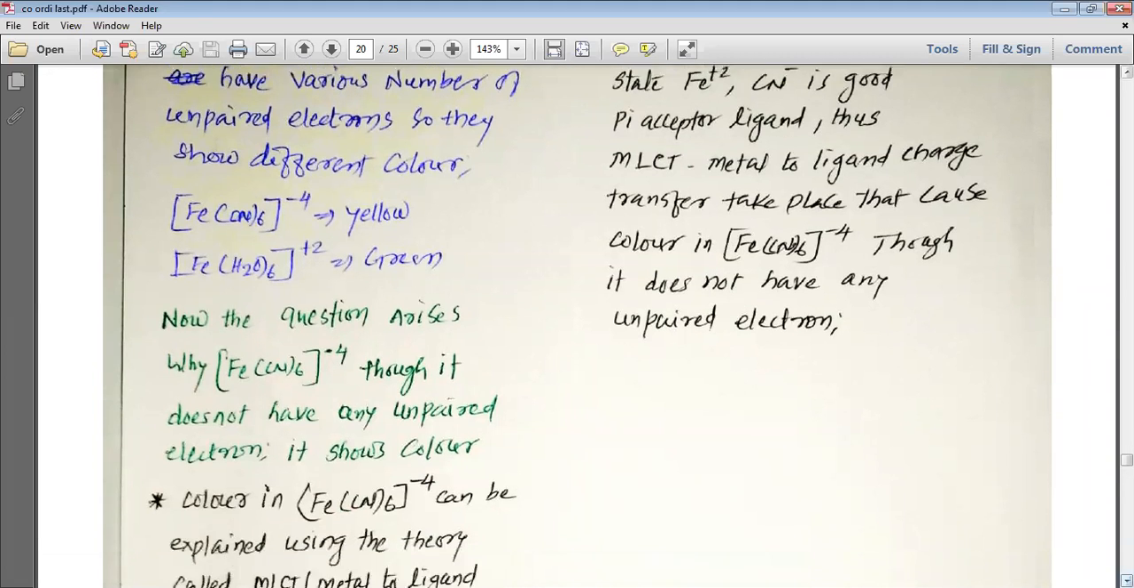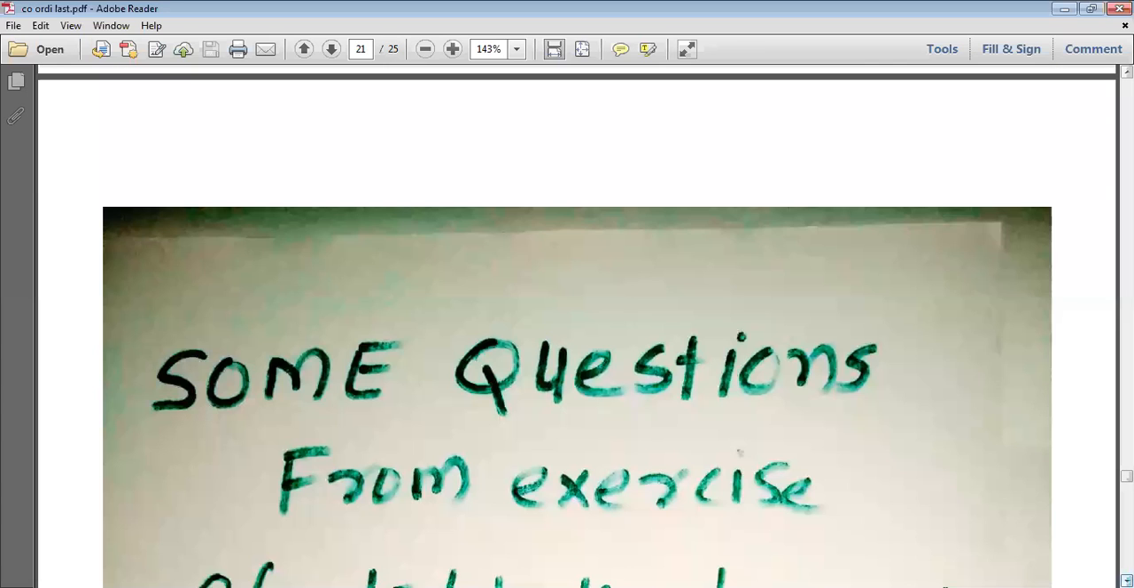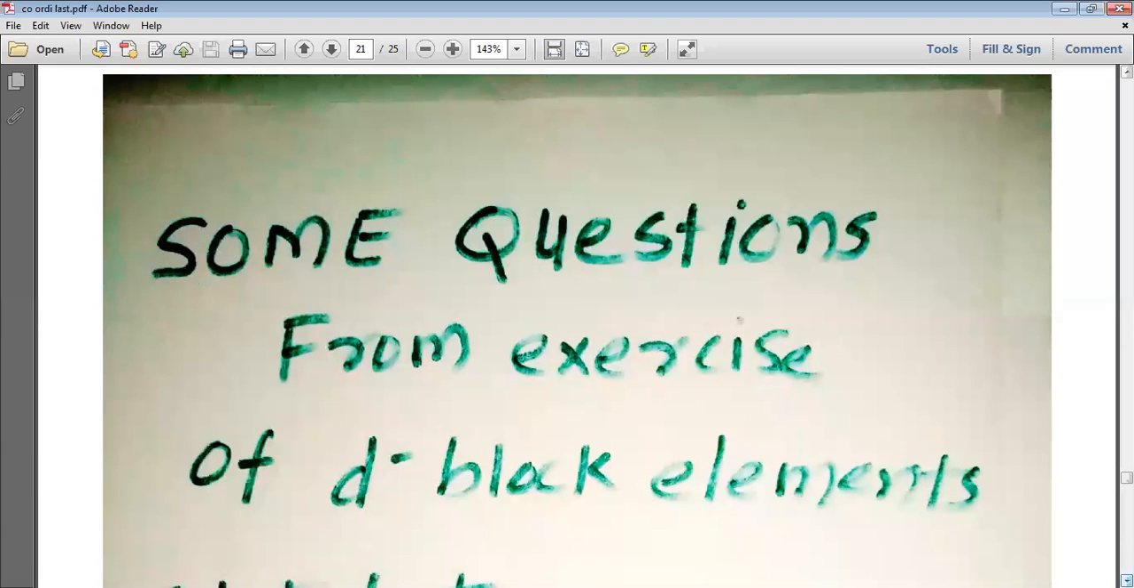So this is how, my dear students, we have studied almost all the exercise questions and the theory and in-text questions, and many other questions which are helpful for you in your competitive exams.